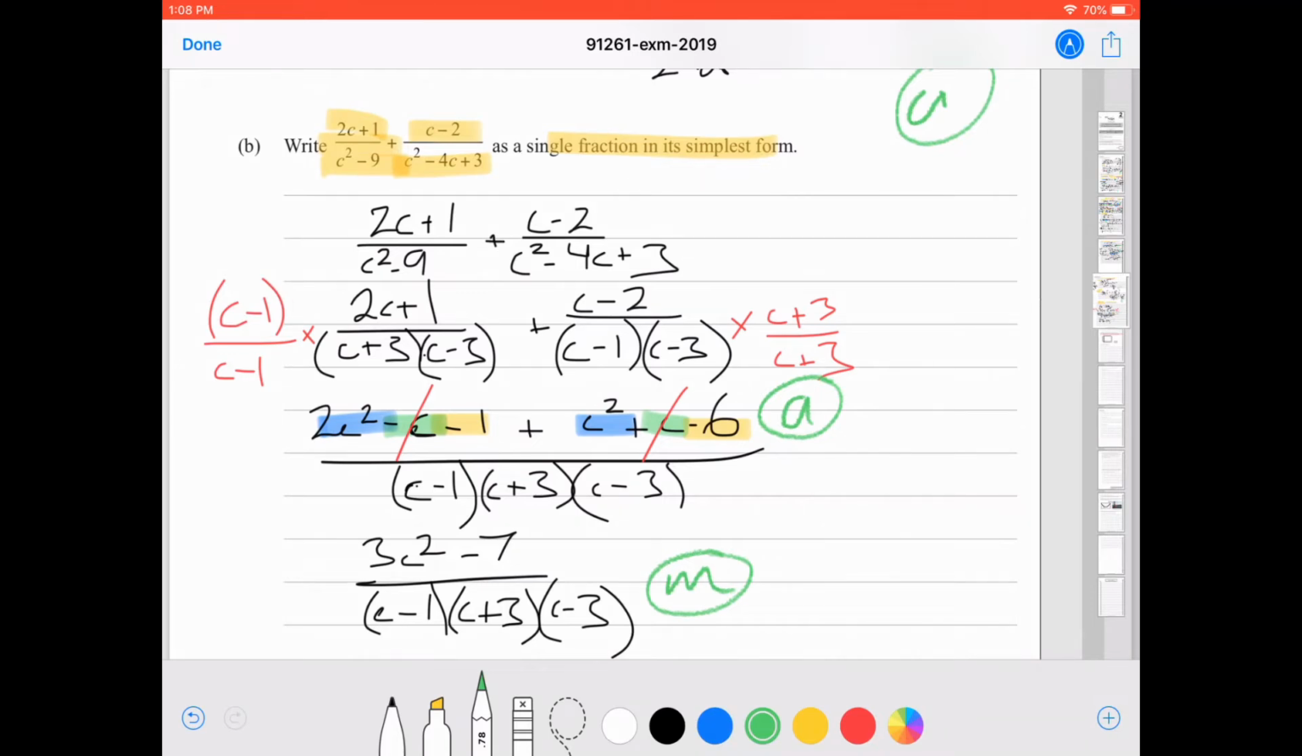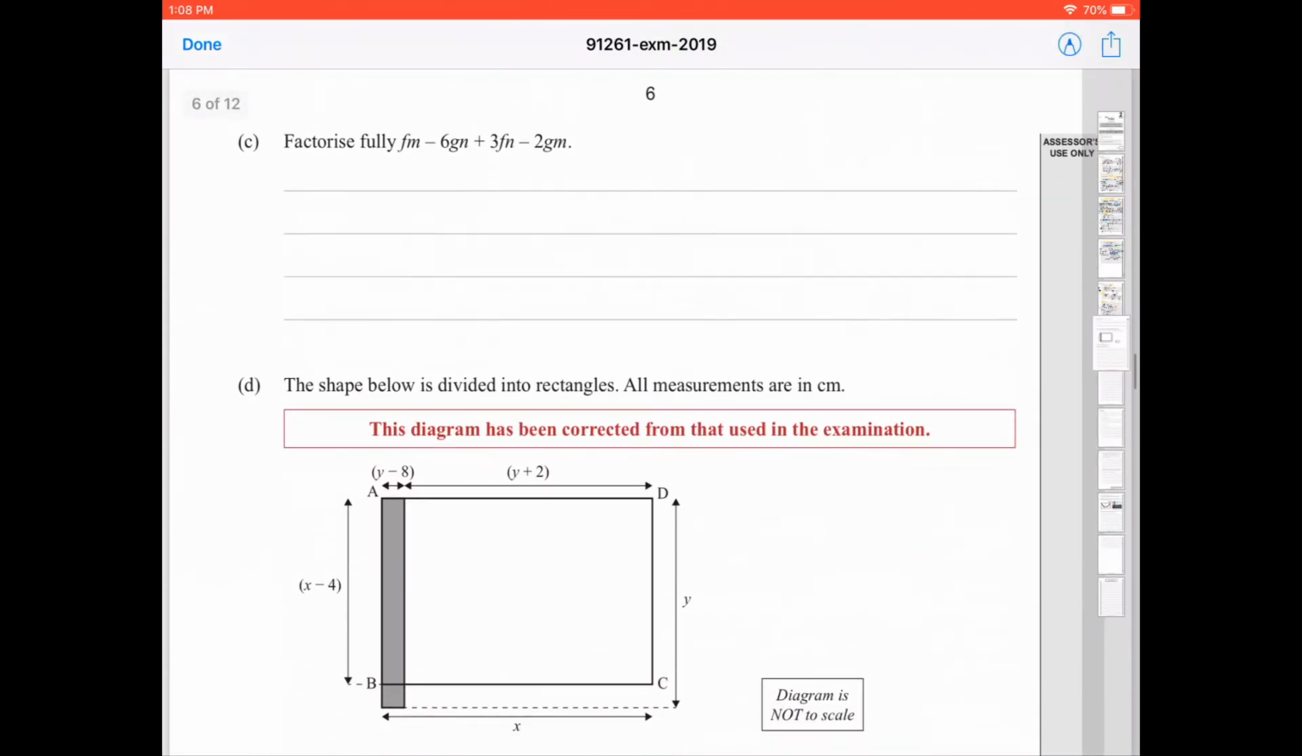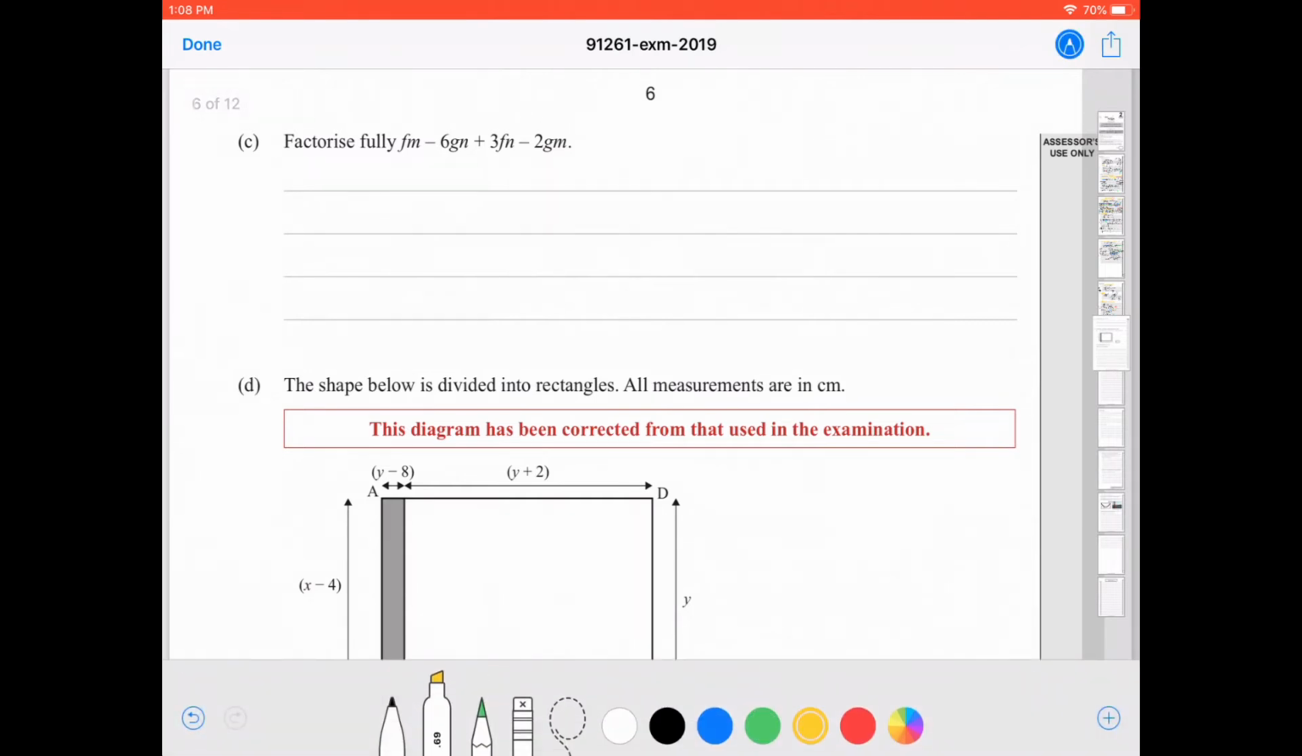Okay, moving on to question 2c now. It says factorise fully fm minus 6gn plus 3fn minus 2gm. We've got fm minus 6gn plus 3fn minus 2gm. And so they're asking us to factorise fully. We've sort of got, well, how many variables have we got here? We've got m, g, n, and f. We've got 4 different variables.